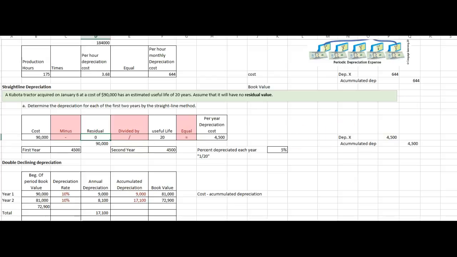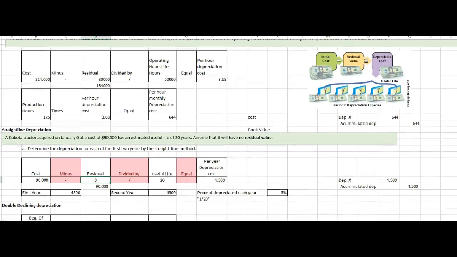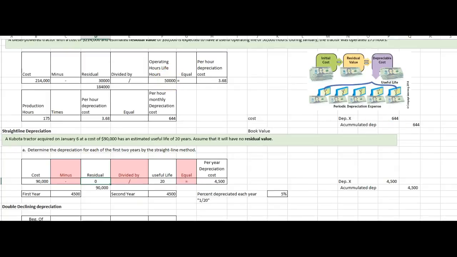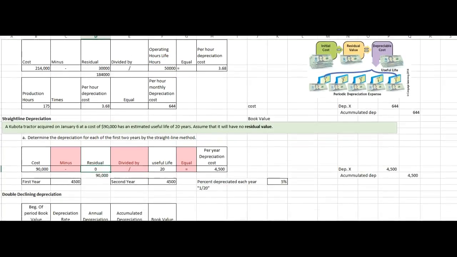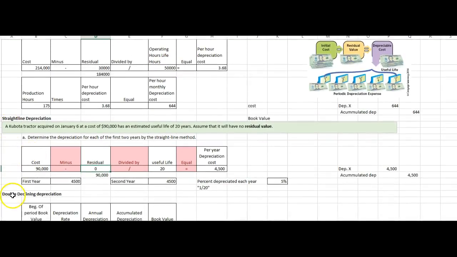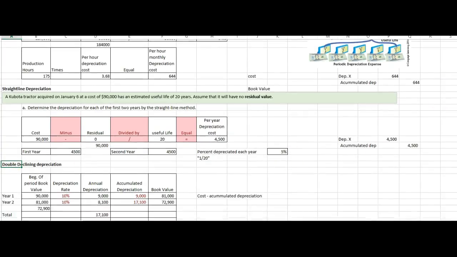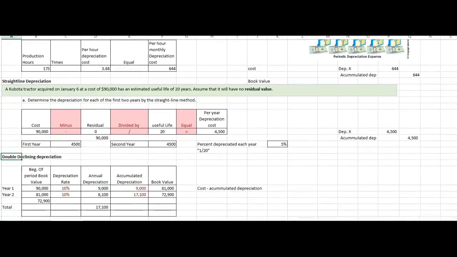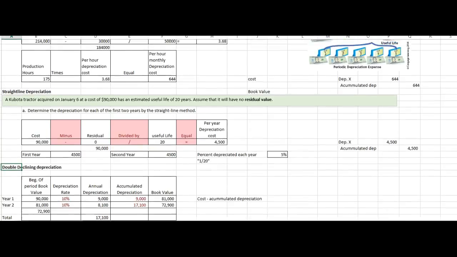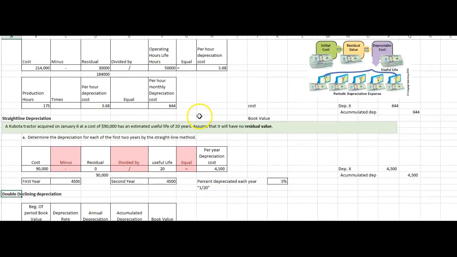So let's wrap up real quick. 3 ways to do depreciation. We can do it the units of production, we can do it straight line, and we can do it double declining. And we'll do a couple of these so that you can get used to how to calculate those out. So that is how you do depreciation. Make sure you keep that worksheet for depreciation handy.